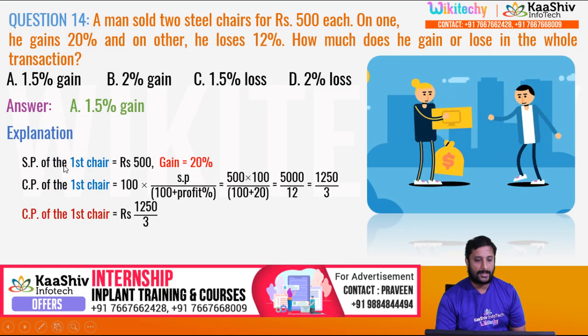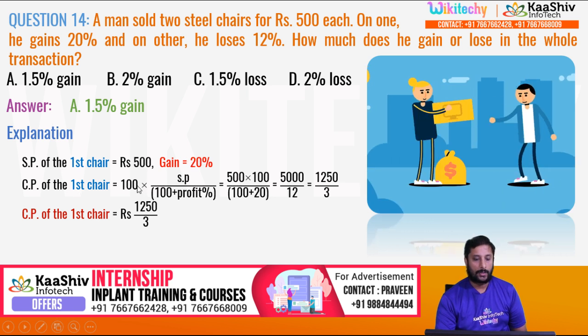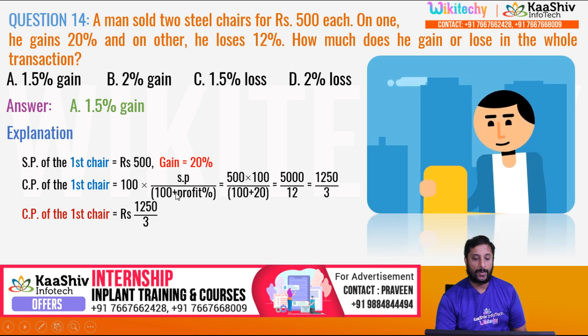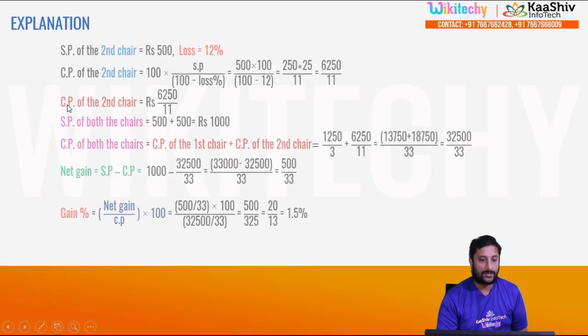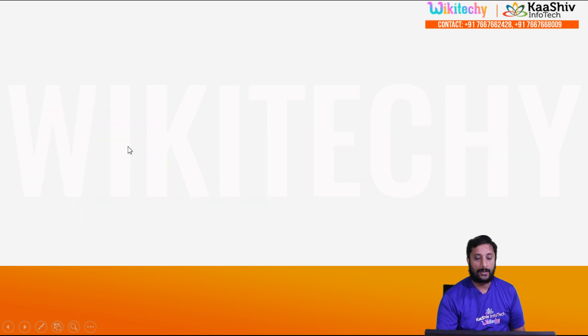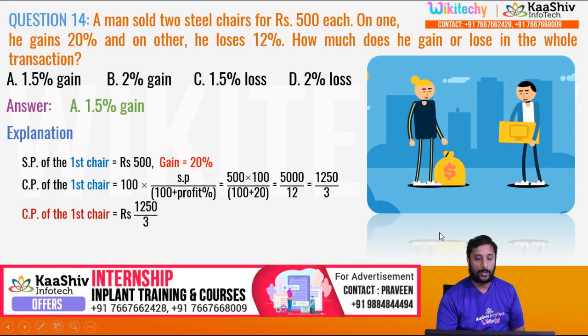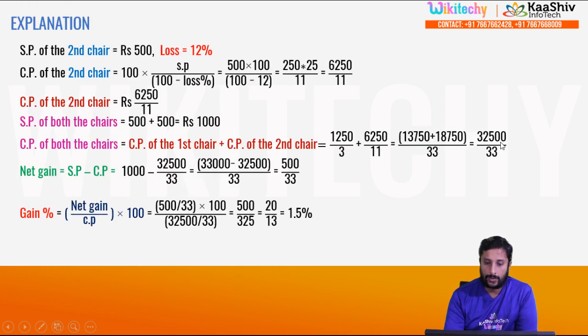Over here the selling price of the first chair is 500 and gain is 20%. Cost price is 100 into the selling price divided by 100 plus profit. Solving this one, you got this one. And I am trying to find the cost price of the second chair: 100 into selling price divided by 100 minus loss percentage. If it is gain, it's plus, and if it is loss, it's minus. You got the cost price is this one. Selling price of both chairs is 500 plus 500, that is 1000. And what is the cost price of both chairs? Add cost price of first chair plus cost price of second chair. So you got this equation.